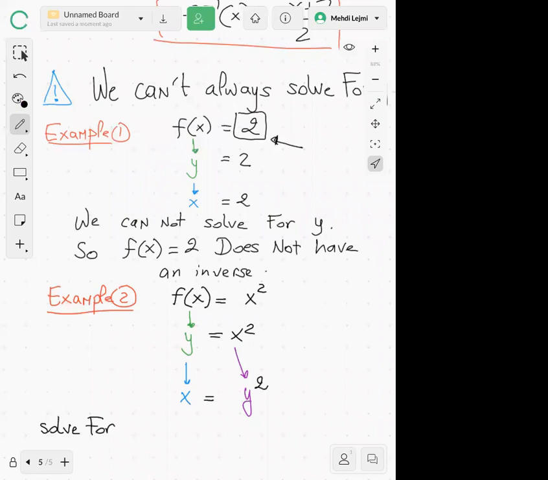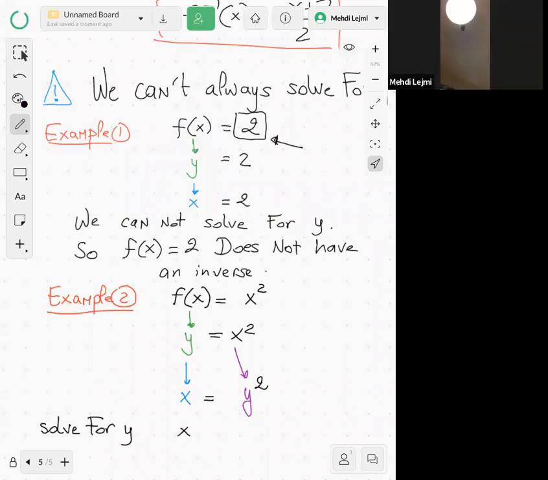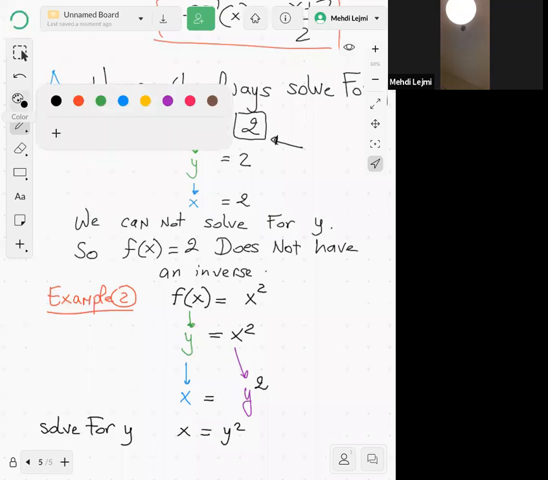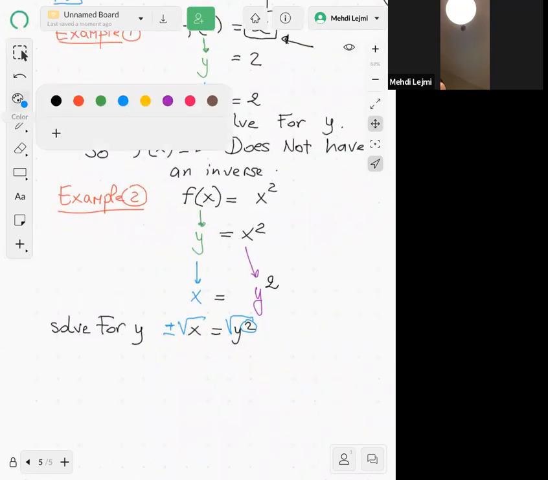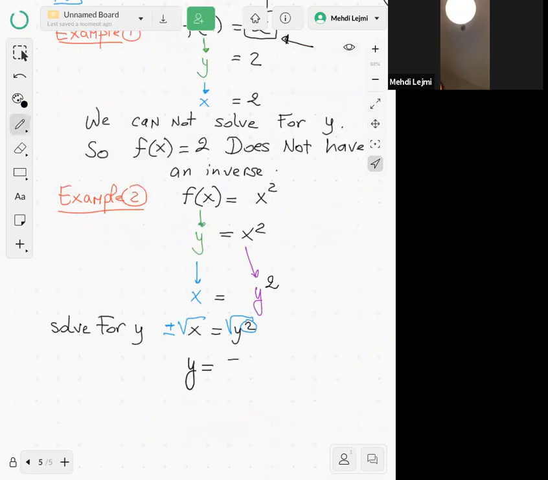And then you're supposed to solve for y. If you solve for y, you have x is equal to y squared. To get rid of the square, you apply the square root, right? You apply the square root here, and there's a square root here. But because the power is even, you need the plus or minus. So in this case, y would be equal to plus or minus square root of x.